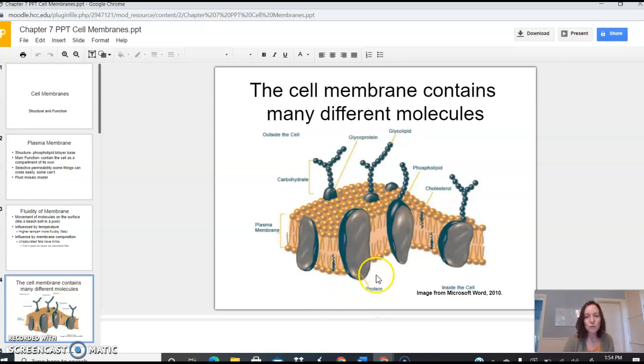We also have the proteins. They can go all the way through, integral proteins, or they can be peripheral proteins just on one side or the other. And then glycoproteins have a sugar attached to the protein. Glyco refers to sugar, and that helps in cell-cell recognition.